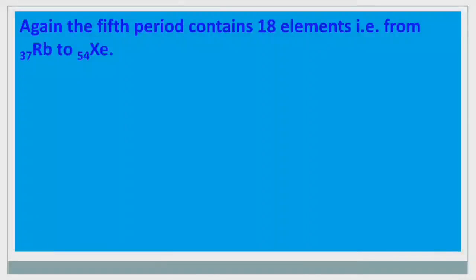Again the fifth period contains 18 elements, that is from rubidium to xenon. Rubidium atomic number 37 and xenon atomic number 54. Rubidium to xenon, total 18 elements are there in the fifth period. There are 32 elements in the sixth period from cesium to radon. Cesium atomic number 55 and radon atomic number 86.